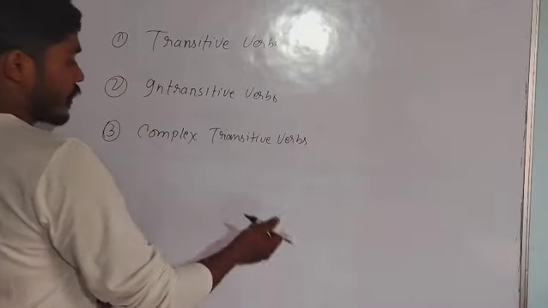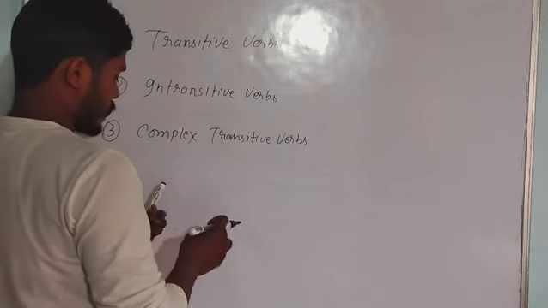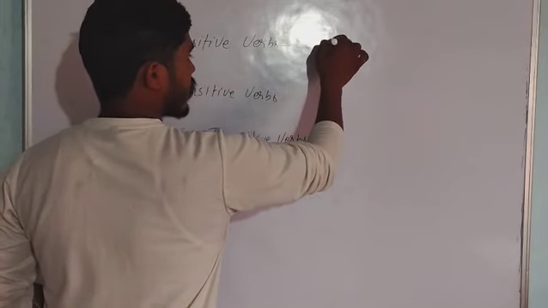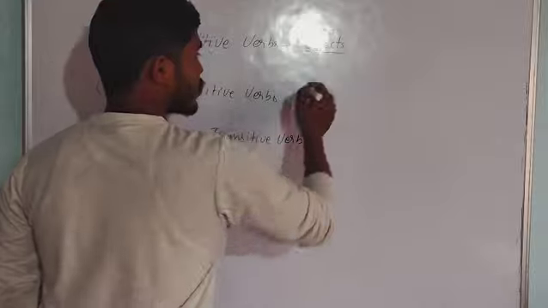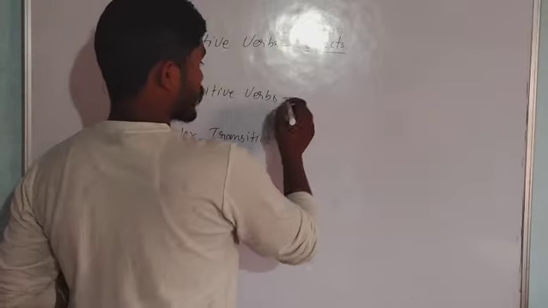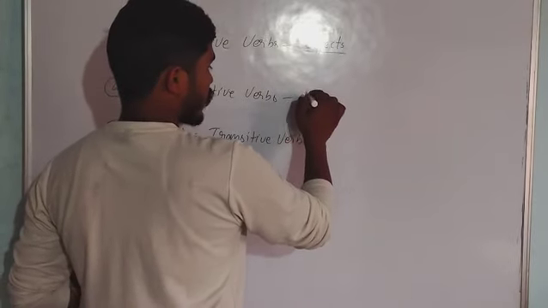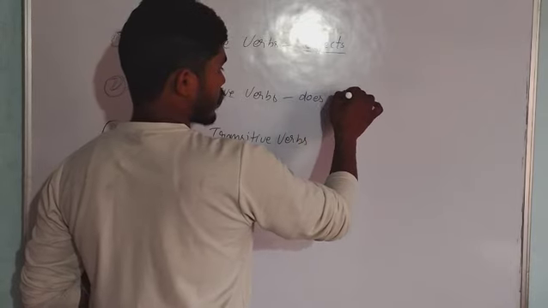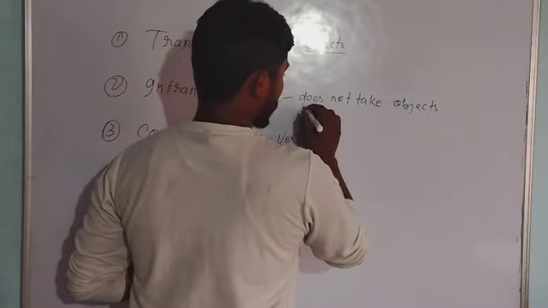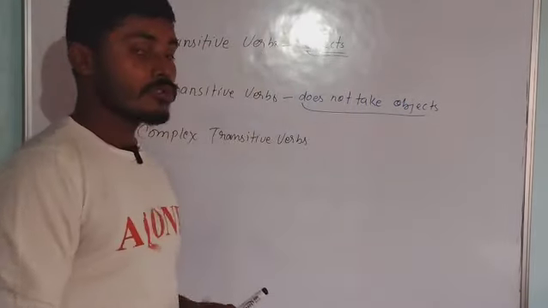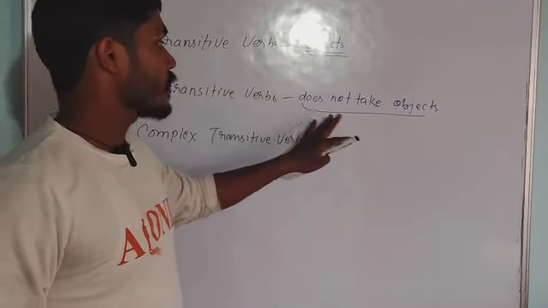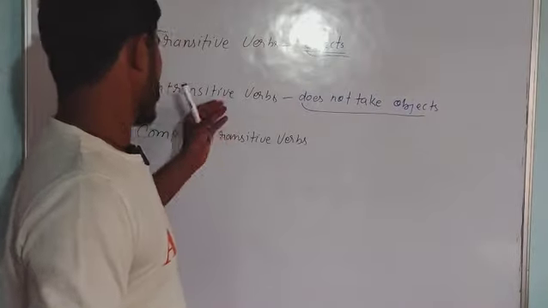So if we talk about the transitive verb, then the transitive verb is the verb which takes objects. Okay, transitive verbs are those verbs which take objects. And if we talk about the intransitive verbs, those verbs which do not take objects. So basically we can see here that those verbs which are taking objects are called transitive verbs, and those verbs which are not able to take the objects, those are intransitive verbs.